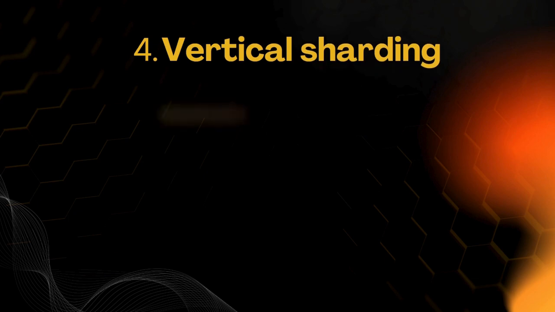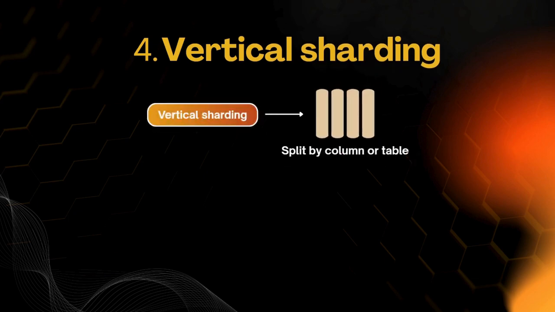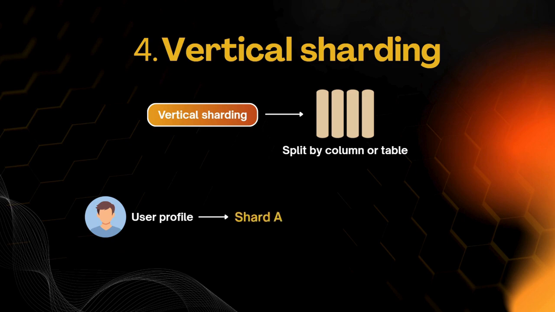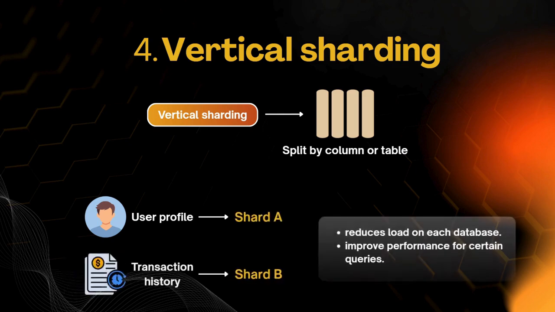But not all sharding splits rows. Vertical sharding splits columns or tables. For example, user profiles go to one shard while transaction history goes to another shard. This reduces load on each database and can improve performance for certain queries.